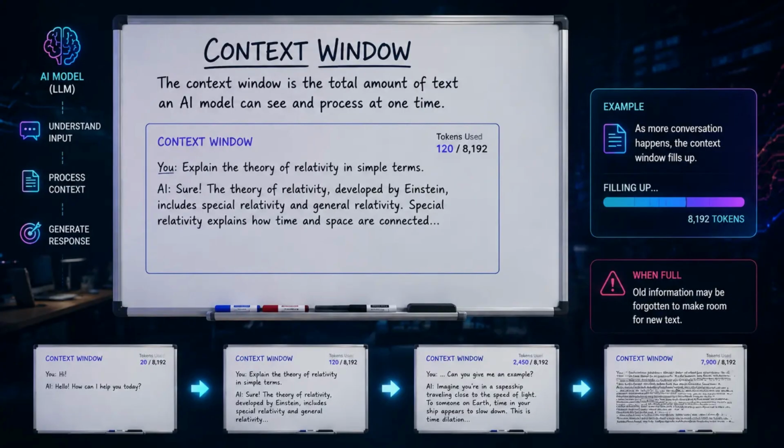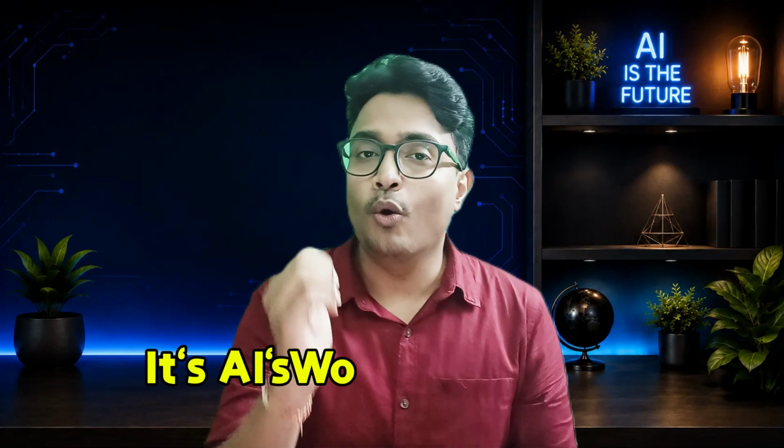Context window is a very important term. Let's say you have a whiteboard and that has a capacity. You are writing so many things, and after a certain while that whiteboard will be filled. So the context window is that whiteboard whenever you are going to chat with ChatGPT or any AI application. There is a context limit or context window associated with every AI system. It's the AI's working memory.